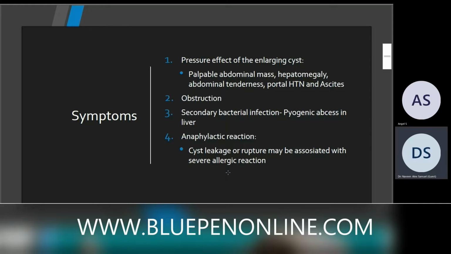Hepatomegaly will be there. There will be abdominal tenderness, and due to obstruction of the blood vessels in the liver, such as the portal vein, it causes portal hypertension and cirrhosis, and it might cause ascites also. The next symptom is obstruction. Then because of the infestation of the cyst, it may cause secondary bacterial infection as a pyogenic abscess in the liver. Then one more common symptom is the anaphylactic reaction.